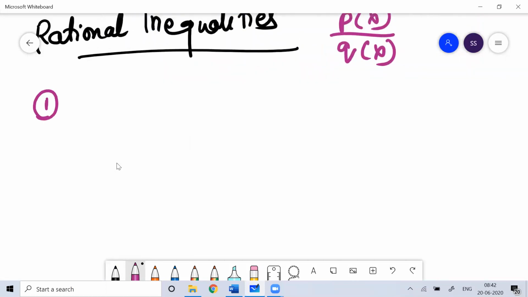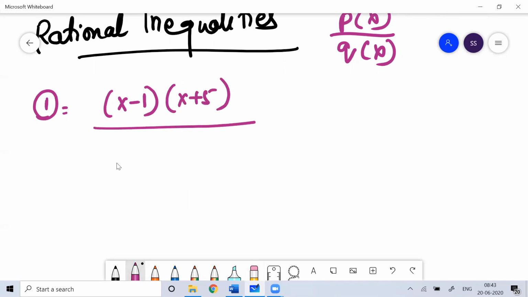So let's discuss a problem. Suppose (x minus 1) into (x plus 5), divided by x into (x plus 2), and this is greater than or equal to 0. Okay, so you need to solve this inequality.